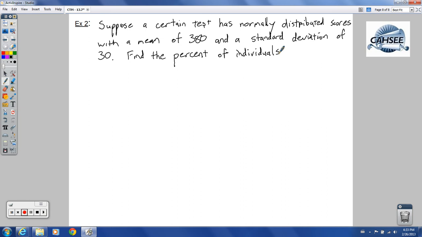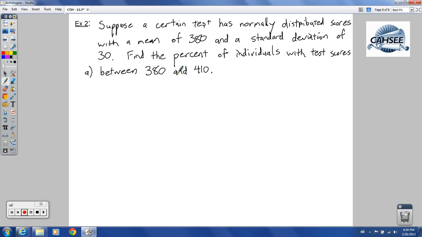So find the percent of individuals with test scores, and we're going to have some different parts to this. So multiple parts. Part A. This will be the last example we do, but it's going to be a number of parts here to look at, because each part will kind of give a little new twist to something. We're going to cover all the different variations you might see with problems like this. So between 380 and 410.